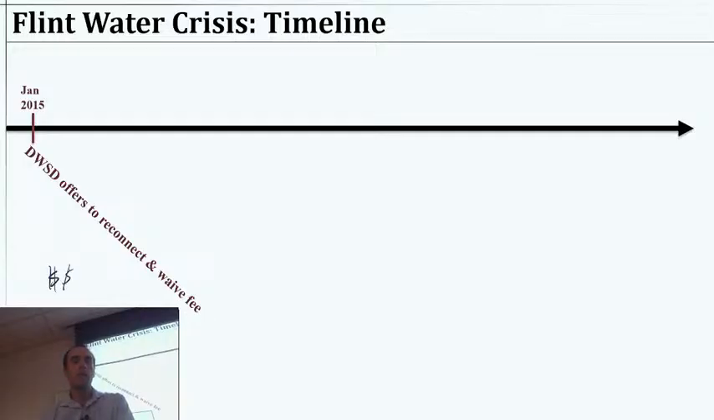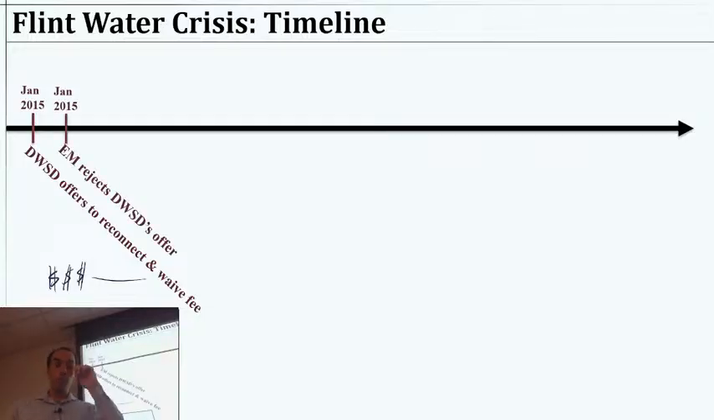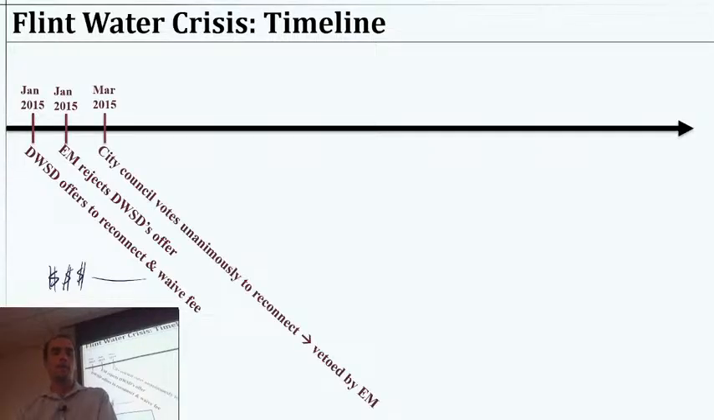So if you might point a finger at Detroit for being kind of fussy with them and canceling a little earlier than they could have or should have, well, at least they're making a pretty good faith offer here by this point, because they recognize Flint's in trouble. Of course, there's an emergency manager that thinks he or she is smarter than everybody and rejects that. City Council votes unanimously to reconnect, but the emergency manager, still on a power trip, rejects it.